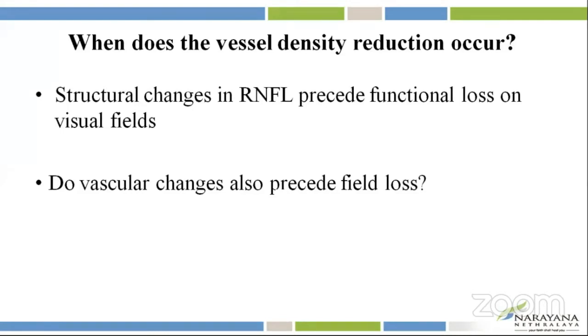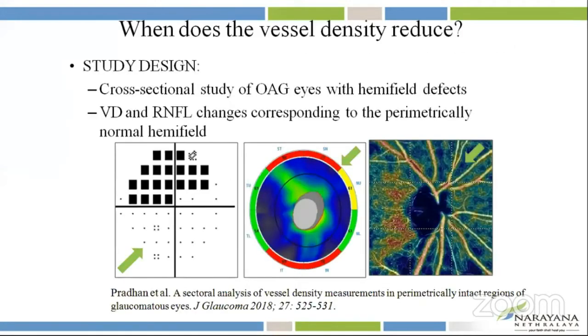But do the vascular changes also precede visual loss? To answer this question, we conducted a cross-sectional study on primary open-angle glaucoma eyes with defects restricted to only one hemifield, and studied the RNFL and vessel density changes corresponding to the perimetrically normal hemifield. For example, in this patient with a superior arcuate defect in the right eye, there's an obvious reduction in the inferior peripapillary vessel density and the inferior RNFL thinning.